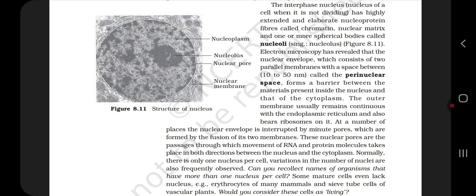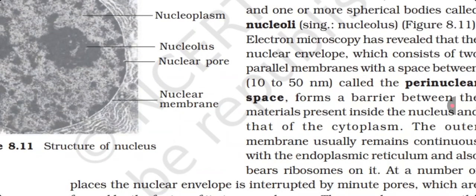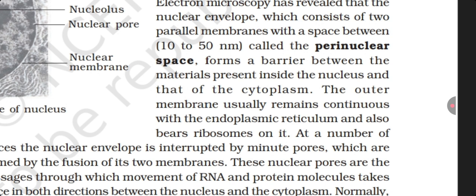Electron microscopy has revealed that the nuclear envelope, which consists of two parallel membranes with a space between them of 10 to 15 nanometers called the perinuclear space, forms a barrier between the materials present inside the nucleus and those of the cytoplasm. The outer membrane usually remains continuous with the endoplasmic reticulum and also bears ribosomes on it.